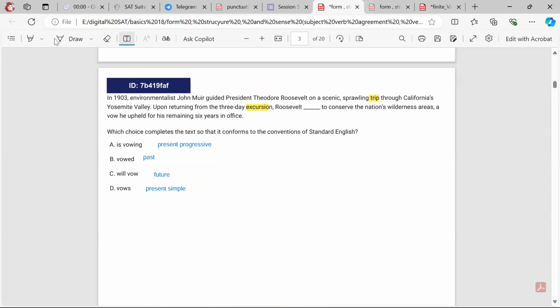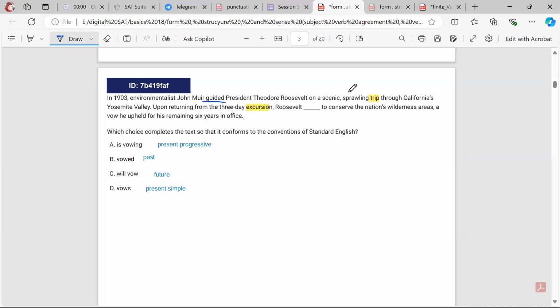So here, what are the main verbs? Who will tell me? Bismillah. We need Juwairiya. Yes, Juwairiya. Yes, teacher. So can you tell me what is the main verb here in the first sentence? Guided, right? Guided. Yeah. That's a main verb. John Muir guided.